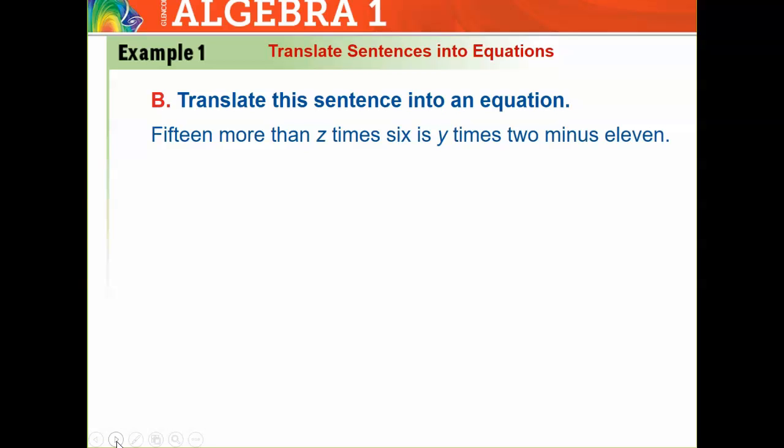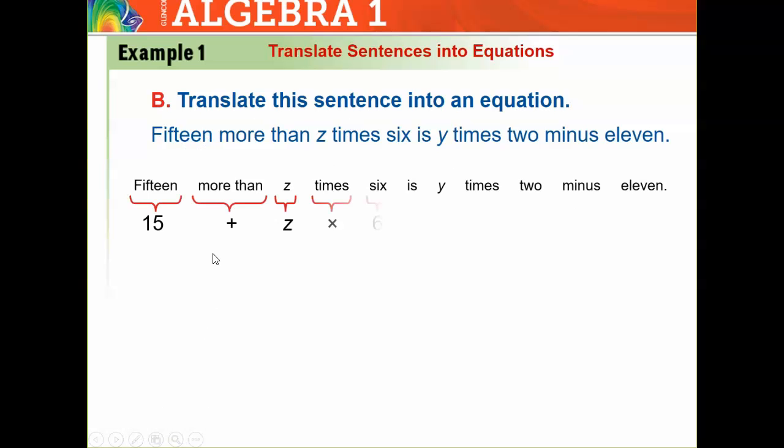15 more than Z times 6 is Y times 2 minus 11. This one is significantly more complicated. We have to break this down into a few parts now. So we're going to break it down into a bunch of different pieces to really analyze each part. So the number 15, more than means plus.